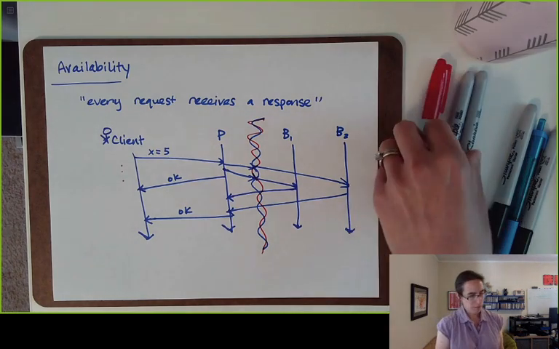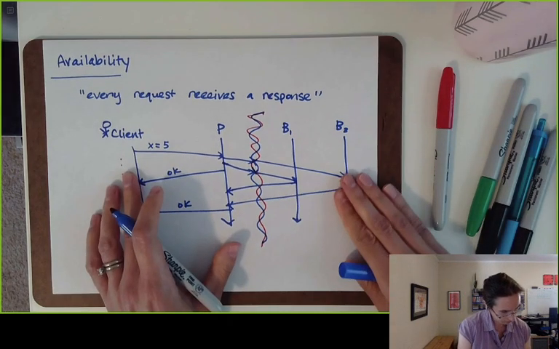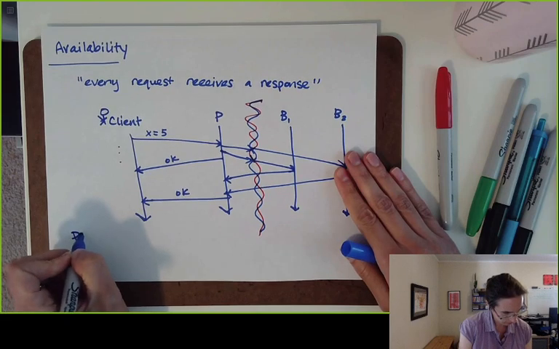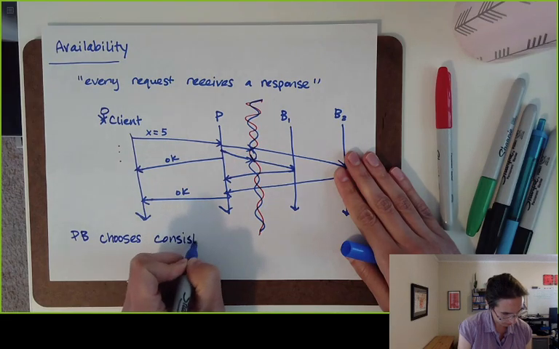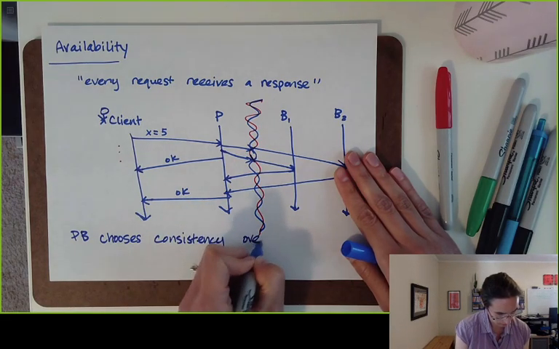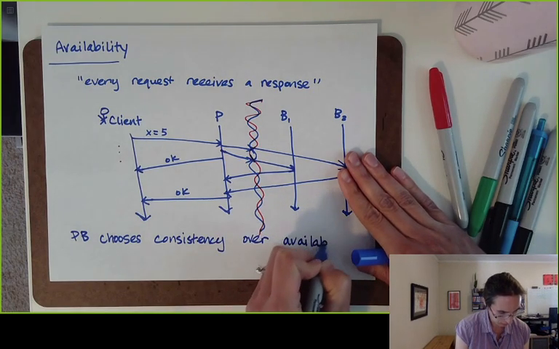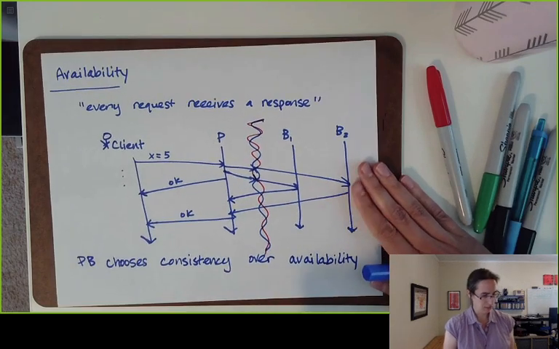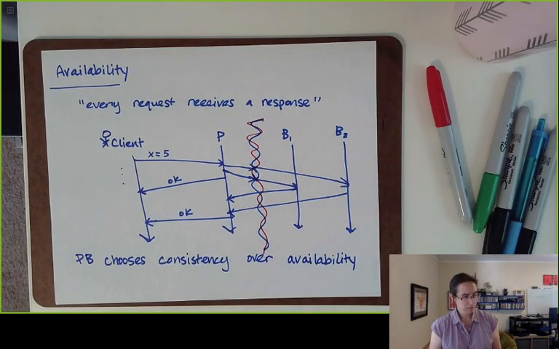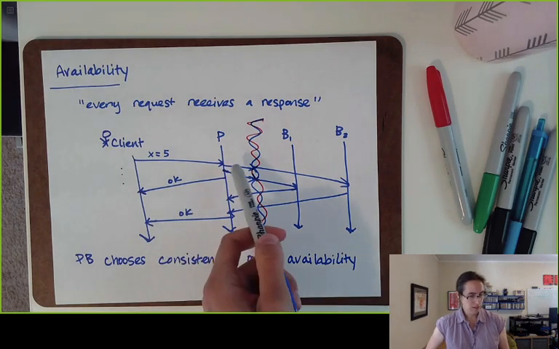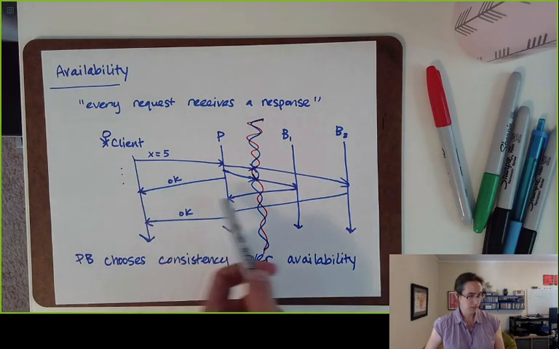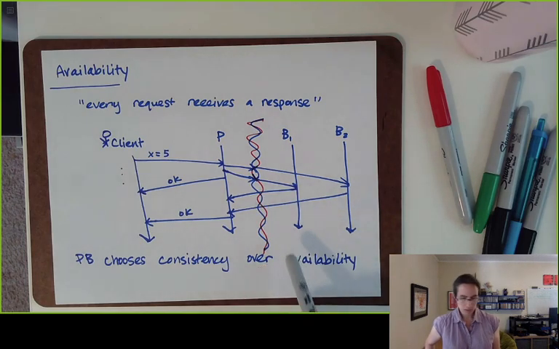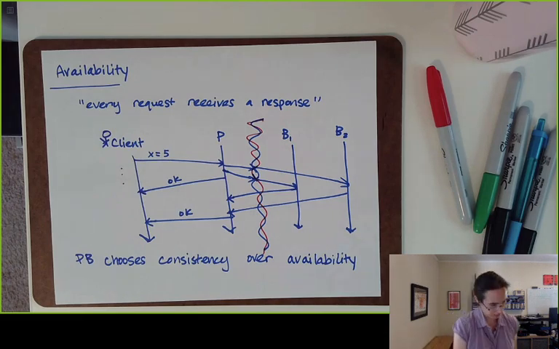So the choice that primary backup replication makes is to prioritize consistency at the expense of availability, right? If you send a write, and then there's a partition anywhere in here, then you're not going to get a response until that partition heals, if it ever heals. The choice that systems like Dynamo make is to prioritize availability at the expense of consistency.